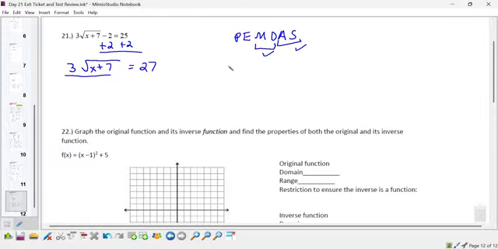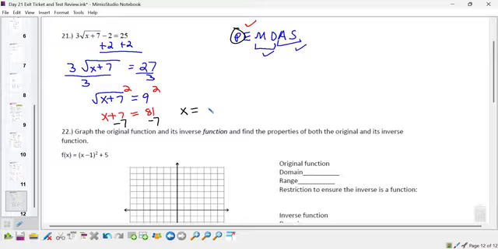Now we're going to do this by dividing by 3. And we've got root x plus 7 equals 9. Now, the exponent is like the root because we're going to square both sides. We've got x plus 7 equals 81. And last, the parentheses is what's under the root. So I'm going to subtract 7 from both sides, and I get x equals 74. That's right.